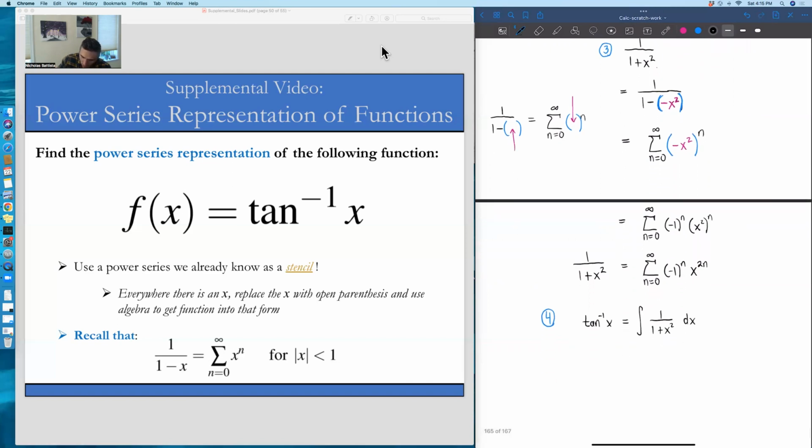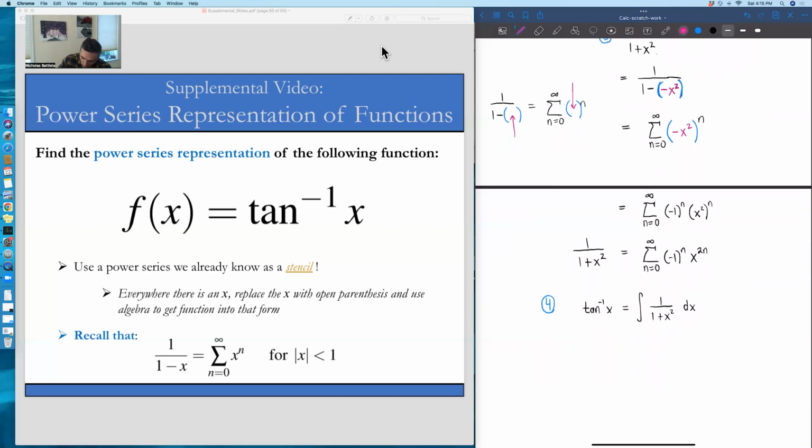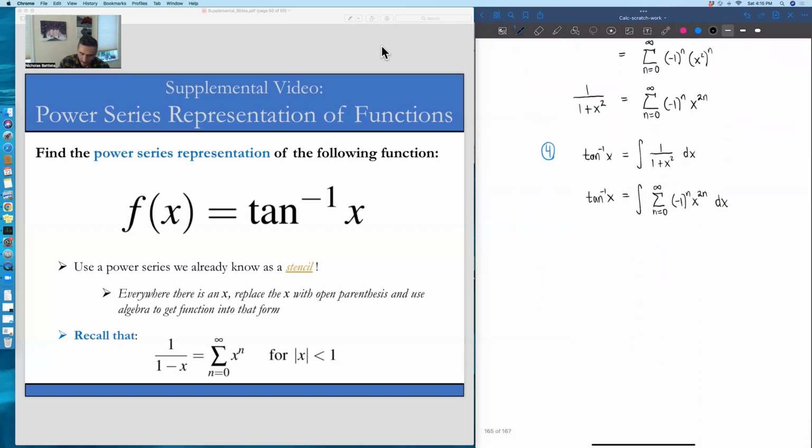dx. The next move we're going to make is basically substitute what we know for 1 over 1 plus x squared in terms of its power series. So substituting that power series into the integrand, we have the integral of the series from n equals 0 to infinity, (-1)^n times x^(2n). And that'll still be equal to, on the left-hand side, that arctangent.